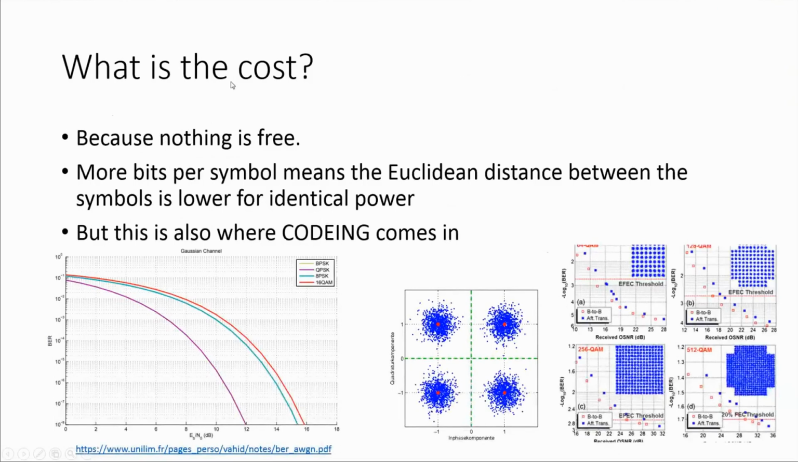So this is what we just said. There's some cost. Of course, nothing is free. We're putting more information in the same bandwidth. What are we giving up? What we're giving up is these states are closer and closer together, so that the error rate goes up for the same amount of energy.